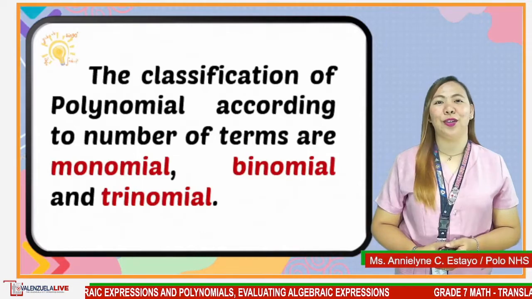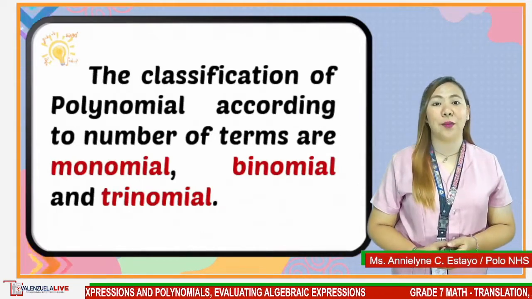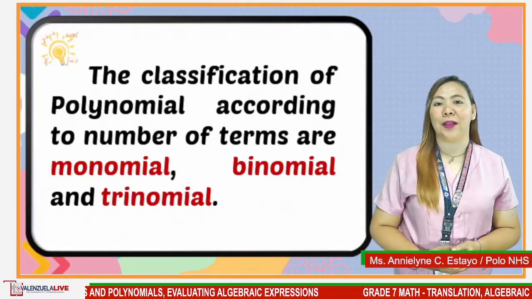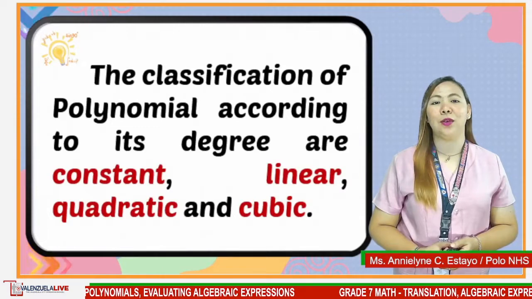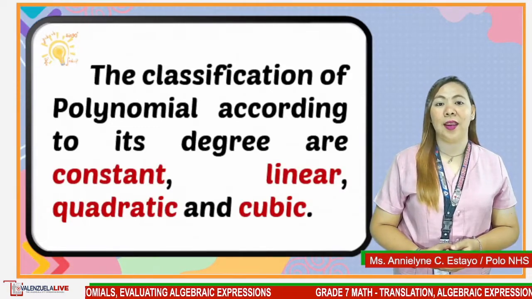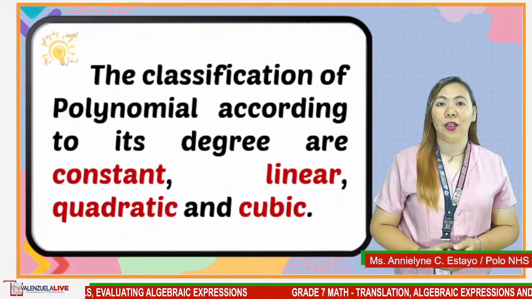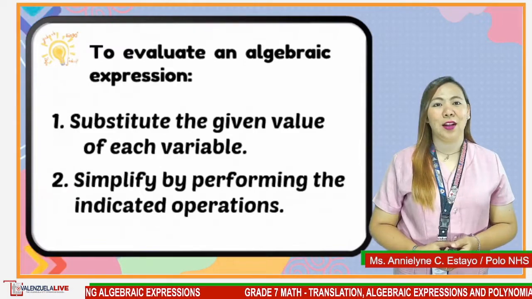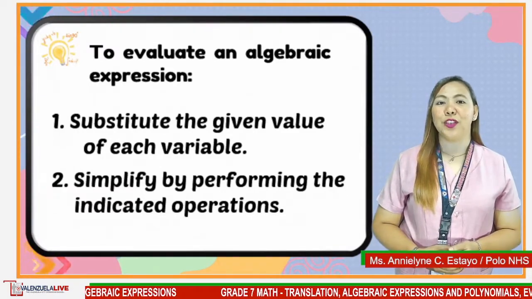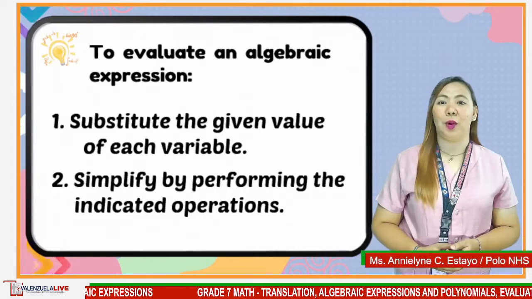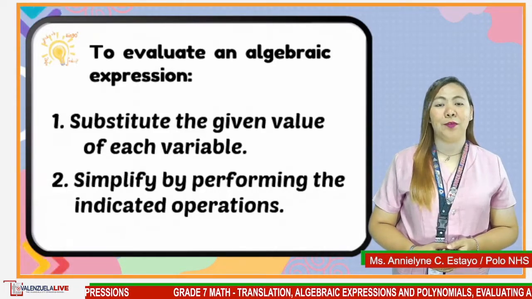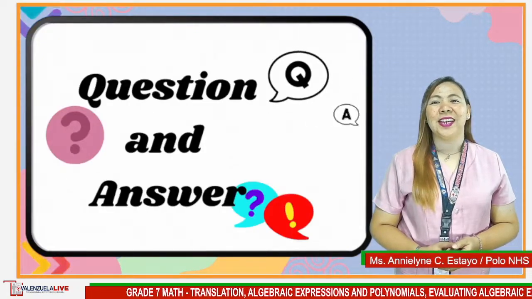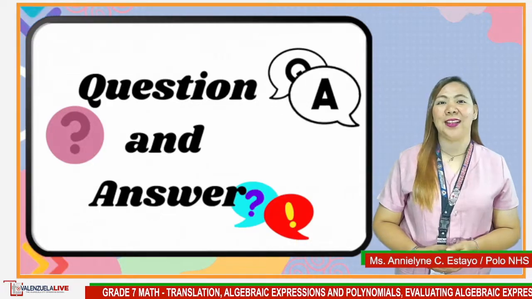The classification of polynomials according to the number of terms are monomial, binomial, and trinomial. The classification of polynomials according to its degree are constant, linear, quadratic, and cubic. To evaluate an algebraic expression, substitute the given value of each variable, then simplify by performing the indicated operations. Let's now have the question and answer.